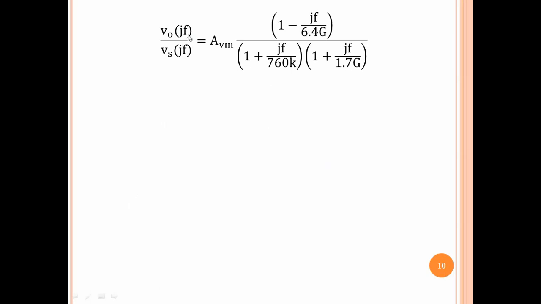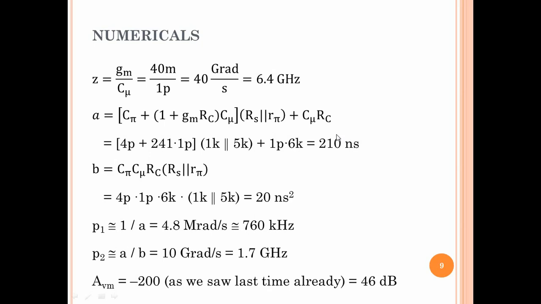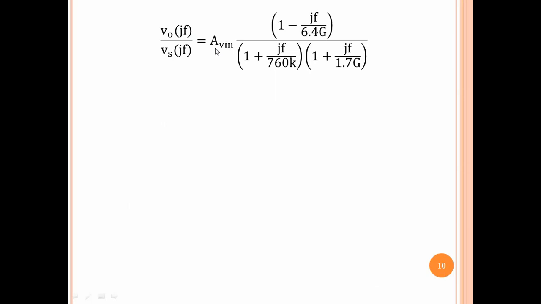Now we've written it in terms of j omega and then jf, because f is more intuitive, the gigahertz. So these are gigahertz, these are gigaradians. So this is omega, this is f. So we can write the transfer function as AVM 1 minus jf by 6.4 giga, 760 kilo, 1.6 giga. So we see that the two pole frequencies are smaller than the zero frequency. The zero frequency occurs last.